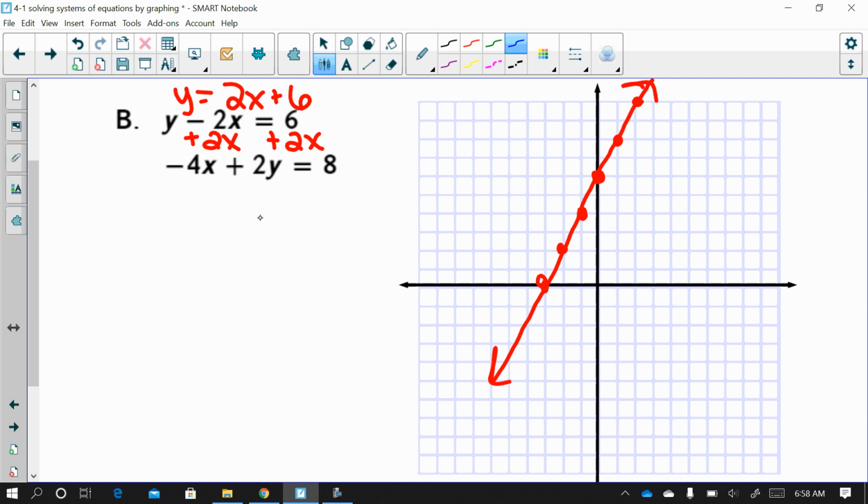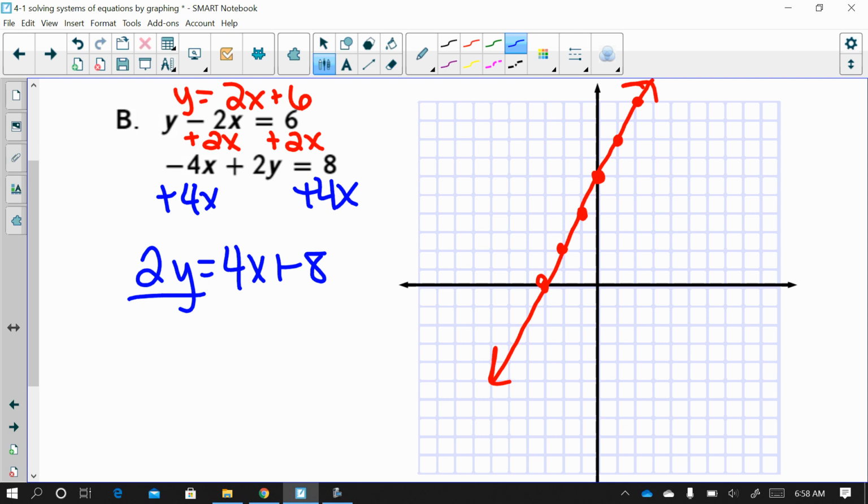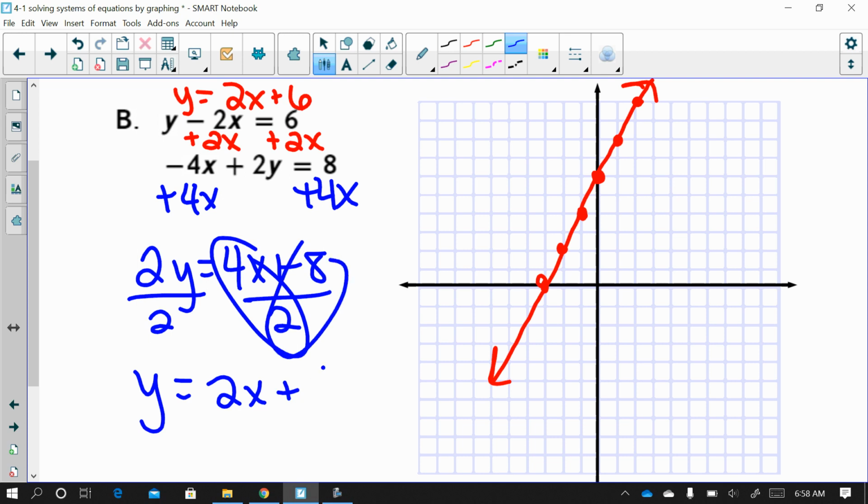Okay, my second line, again, that's not in slope-intercept form, so let's do some manipulating. So we add 4x. 2y equals 4x plus 8. Okay, I need to divide by 2. Y equals 2x plus 4. Okay, so let's graph this one.